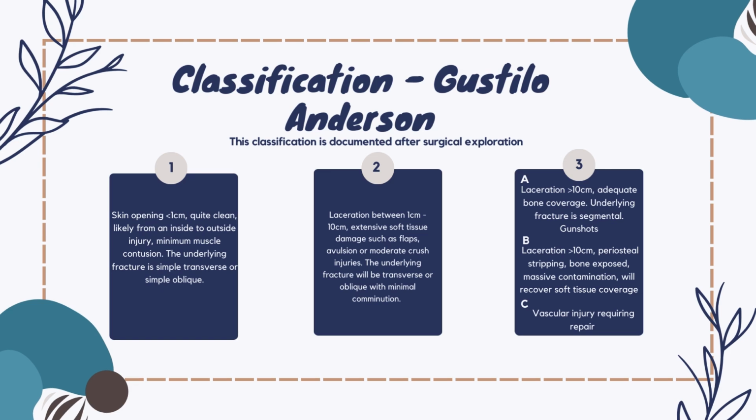Type 2: laceration between 1 cm and 10 cm, extensive soft tissue damage such as flaps, avulsion, or moderate crush injuries. The underlying fracture will be transverse or oblique with minimal comminution. Type 3A: a laceration of less than 10 cm, adequate bone coverage. Underlying fracture is segmental. Gunshots are also classified in Type 3A.